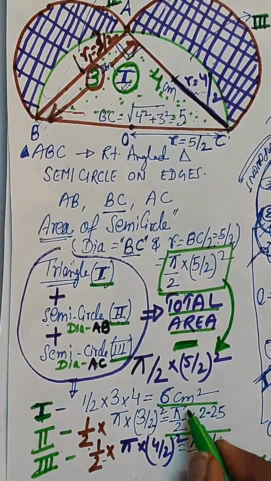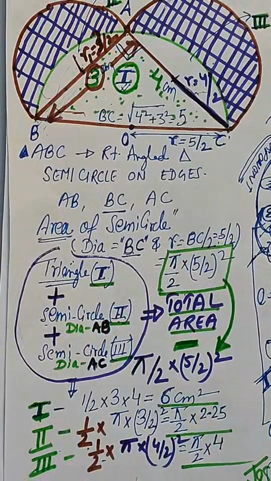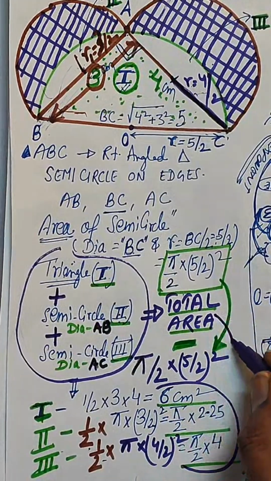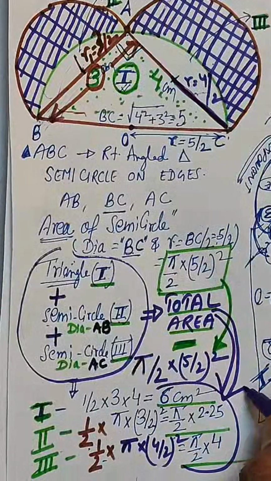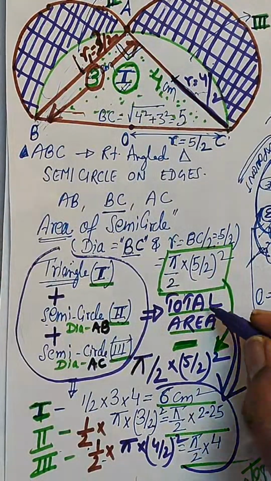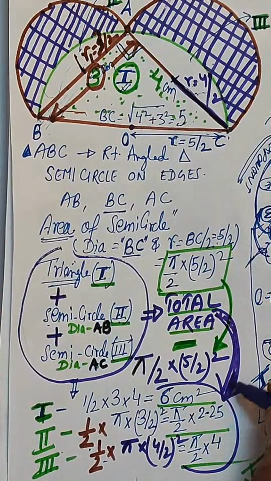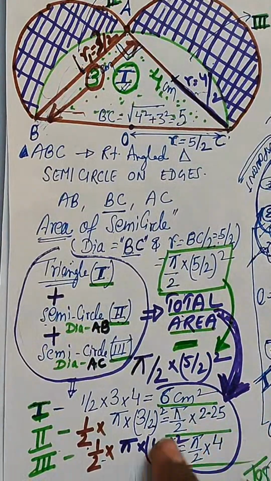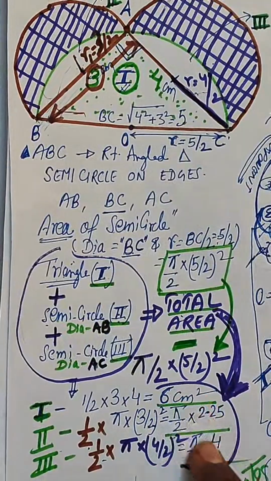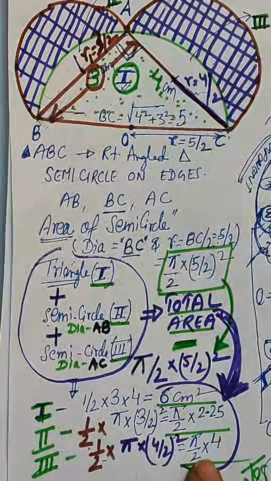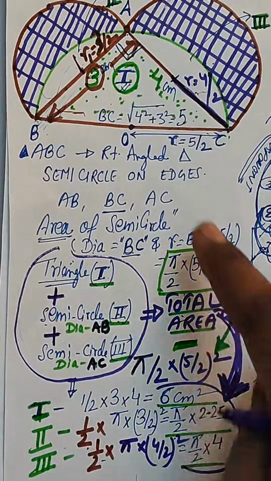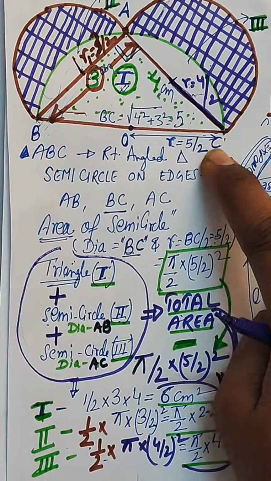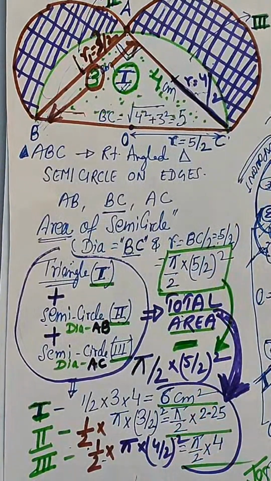So add the area 1, add the area 2, and add the area 3 all together, and that will give you this total area. Once you calculate this total area, we already found it out. Just solve it and add it. This will give you the total area. And from this total area, subtract the area of the semicircle which is drawn on the hypotenuse BC. Right? So just solve it and get the total area.